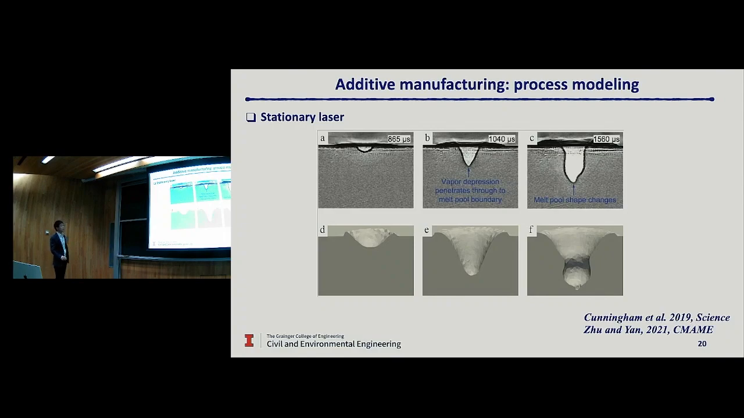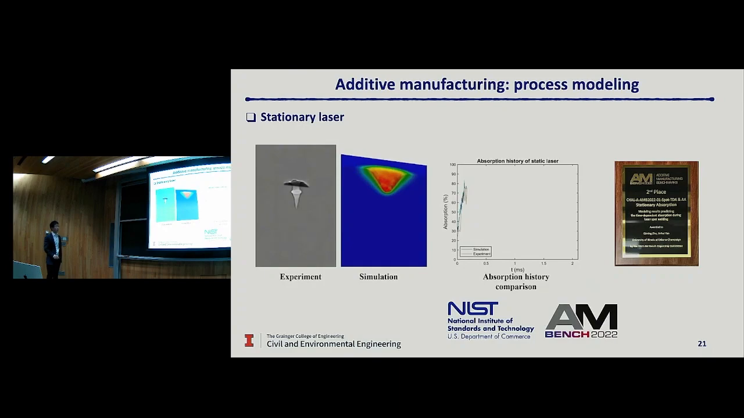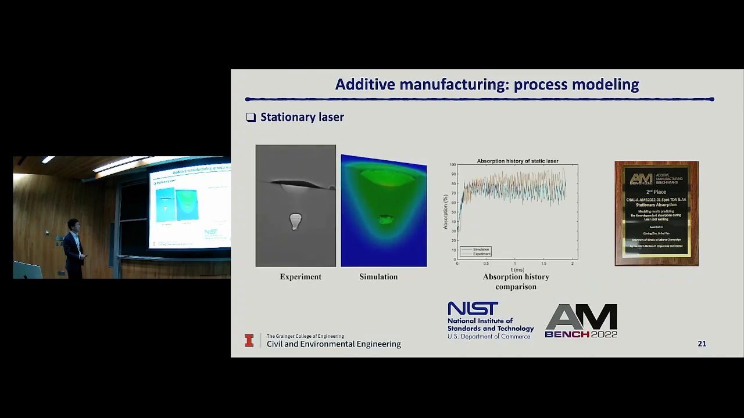This is just a validation to show you that our computational model is able to capture the keyhole morphology very well. So this is the experimental imaging, and this is our computational result. Okay, another validation case, which is also a stationary melting process. This case is very fresh, coming from the 2022 NIST EIBM modeling challenge.